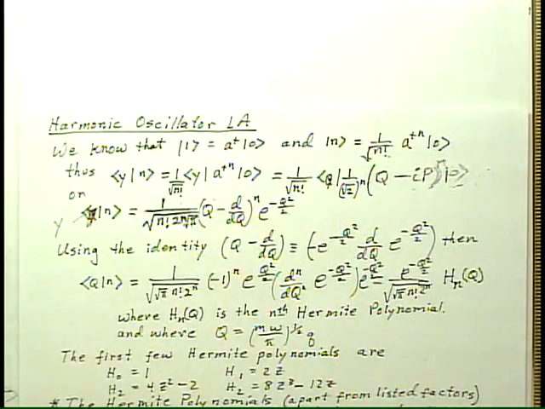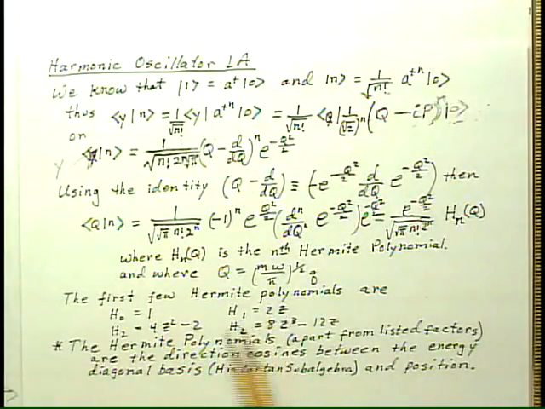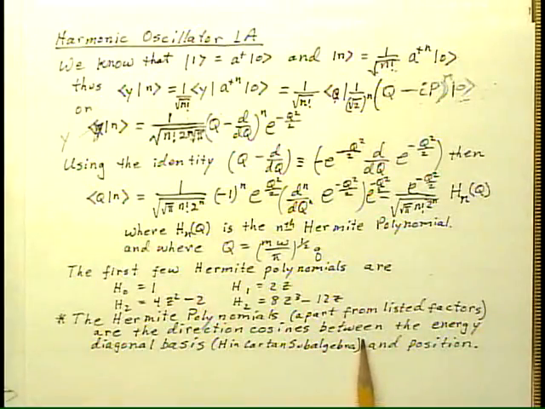Now this is really quite incredible, because what we see here is that when we work out the first few of these, h naught is simply equal to 1. h1 is equal to 2z. h2 is equal to 4z squared minus 2. We can see that these are polynomials, every other one in even powers, every other one in odd powers, so these are even and odd functions. And apart from the listed factors, the incredible thing is that these are the directional cosines between the energy diagonal basis, in other words, the Cartan subalgebra where h is diagonal, and the position diagonal basis.